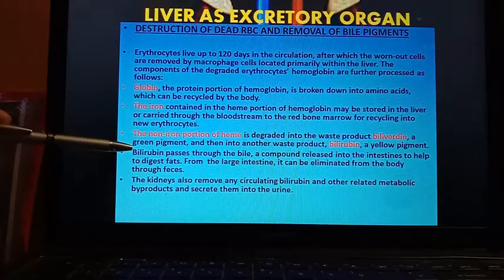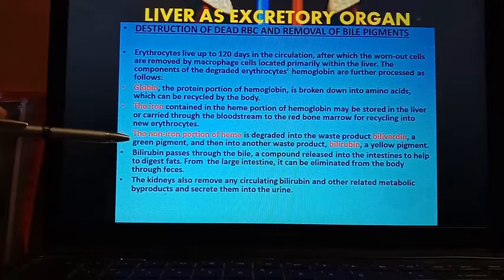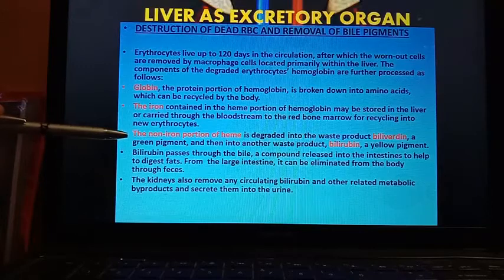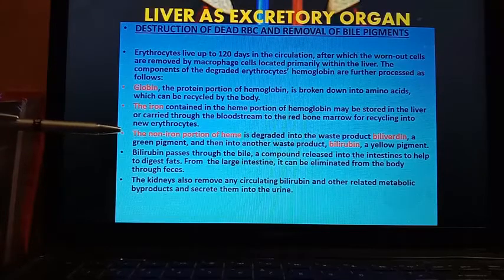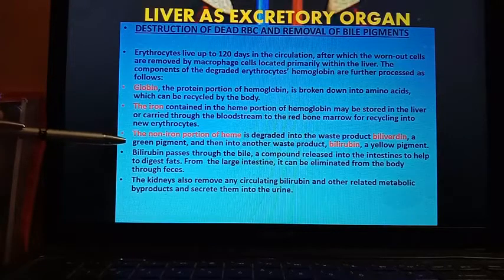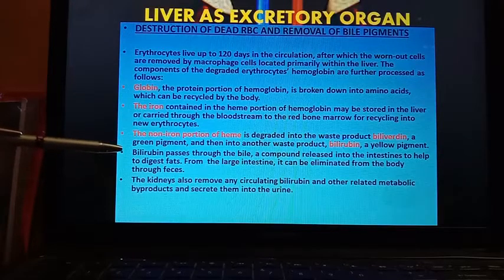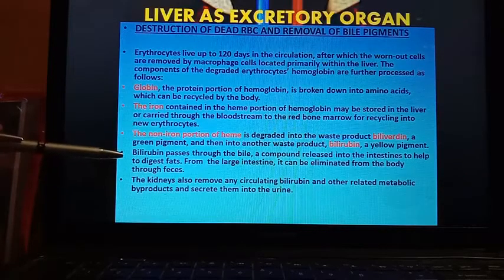So the bilirubin, the yellow colored bile pigment, is released into the intestines, helps in the digestion of fat, the bile, you know, and from there it comes to the large intestine, and from the large intestine it is eliminated from the body through stools. And if any circulating bilirubin is left out, it is removed through the kidneys as urine.